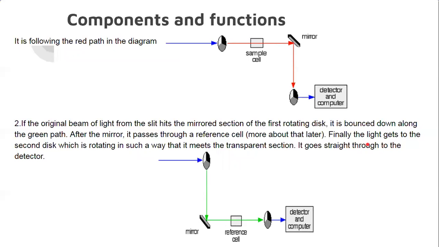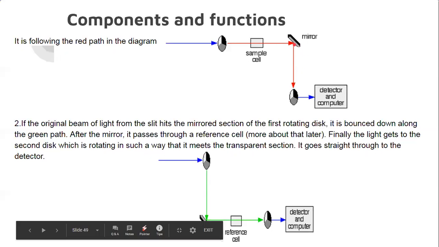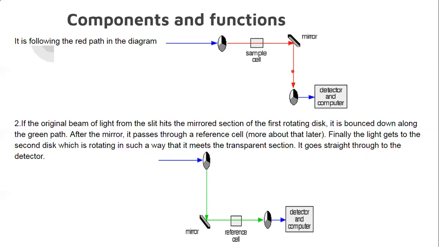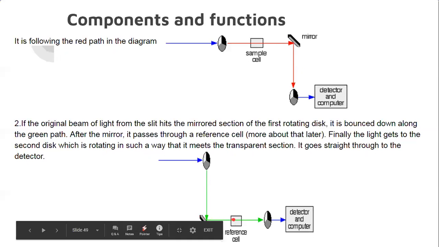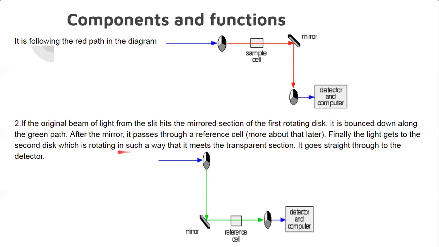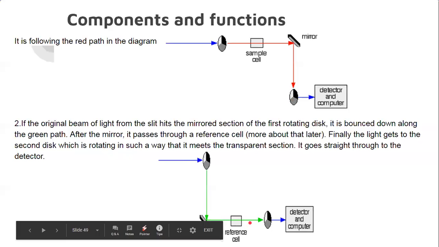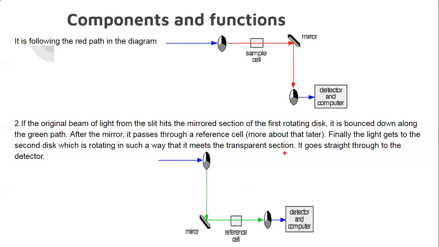More about that later. Finally, the light gets to the second disc, which is rotating in such a way that it meets the transparent section. So in the first case, the light coming from the first disc, through the sample cell, meets the mirror section of the second disc, and the light coming from the reference cell meets the transparent section of the second rotating disc.